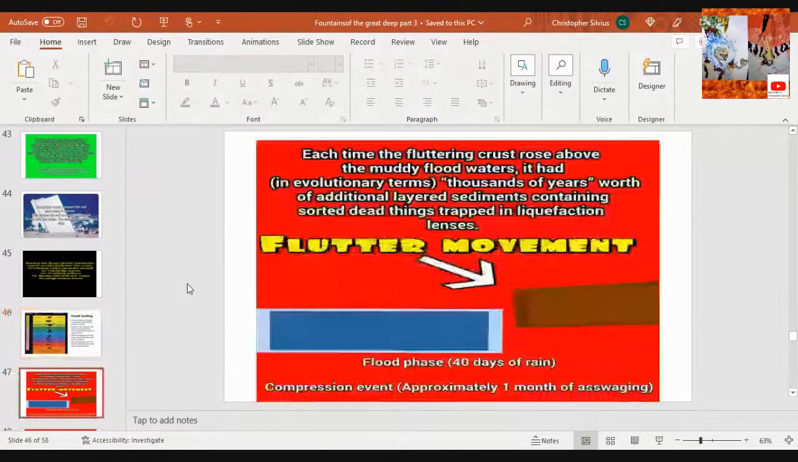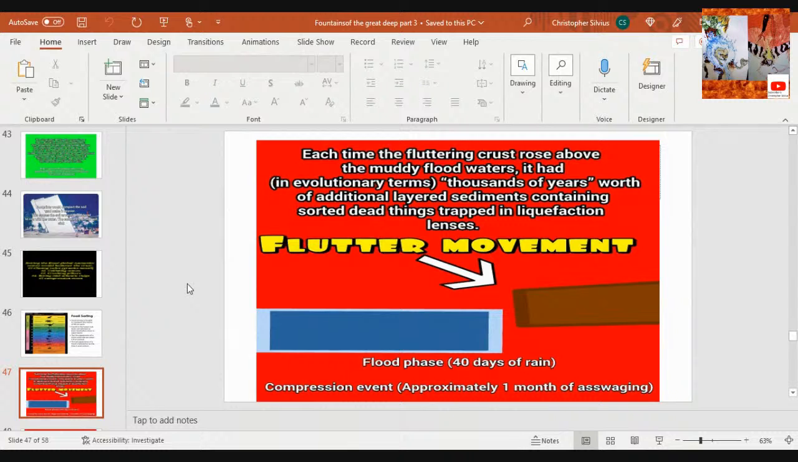Each time the fluttering crust rose above the muddy floodwaters, it had, in evolutionary terms, thousands of years' worth of additional layered sediments containing sorted dead things trapped in liquefaction lenses. This first phase of the flood, the 40 days and 40 nights of rain, the flood movement, was just establishing hundreds of layers. And then you have the compression event, which is a month after the waters are right, over 150 days. The end of the flood is like a month.